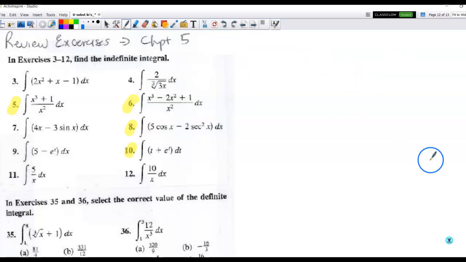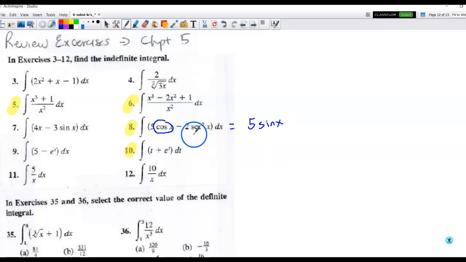Moving on to number 8, it is another quote-unquote normal problem. We have to know our trig derivatives and antiderivatives. So we ask ourselves, what function has a derivative of cosine? The derivative of sine is cosine, so the antiderivative of cosine is sine x.